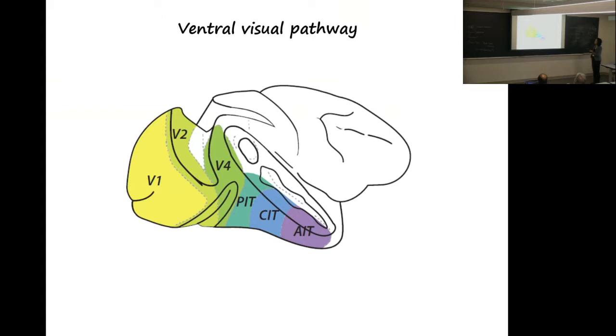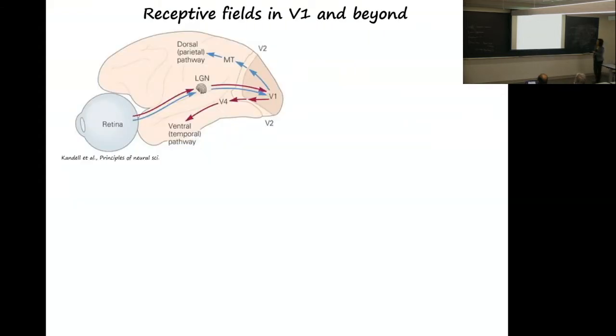Here I'm showing you the lateral view of the macaque brain, which is the animal model that we use in my lab. The ventral visual pathway here runs from area V1 in the back of the brain to V2, V4, and the subregions of the inferior temporal cortex. In the first stage of this pathway, in area V1, neurons receive input from a small group of retinal ganglion cells, so they're basically getting input from a small region in visual space, via the LGN. The first stop is the LGN, and the first stop in cortex is area V1.